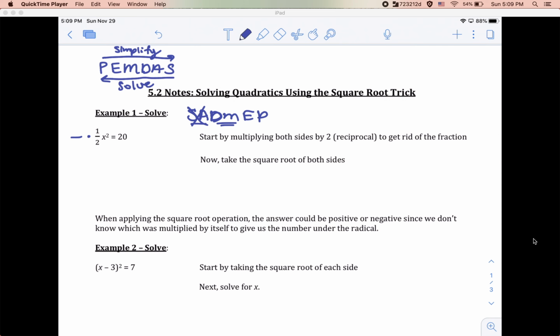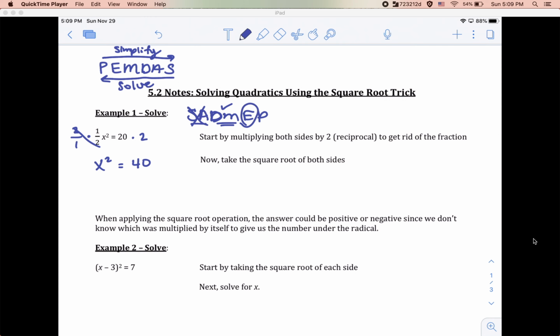So the reciprocal of 1/2 is 2/1, which is really just 2. So that's what we're going to do. We're going to multiply both sides by 2. The 1/2 and the 2/1 reduce completely. So you have x squared only on the left-hand side, and 20 times 2 on the right-hand side just became 40. So now that you're here, you have taken care of that step.